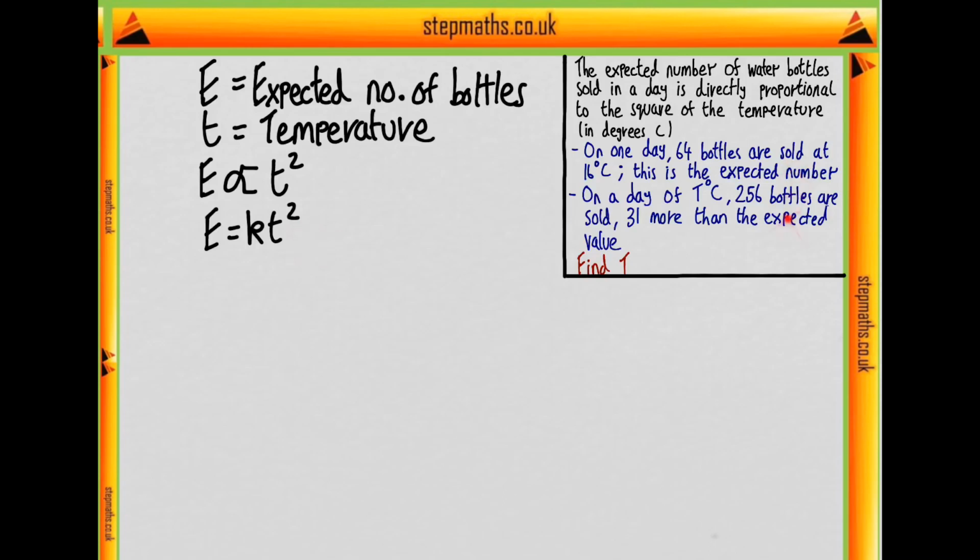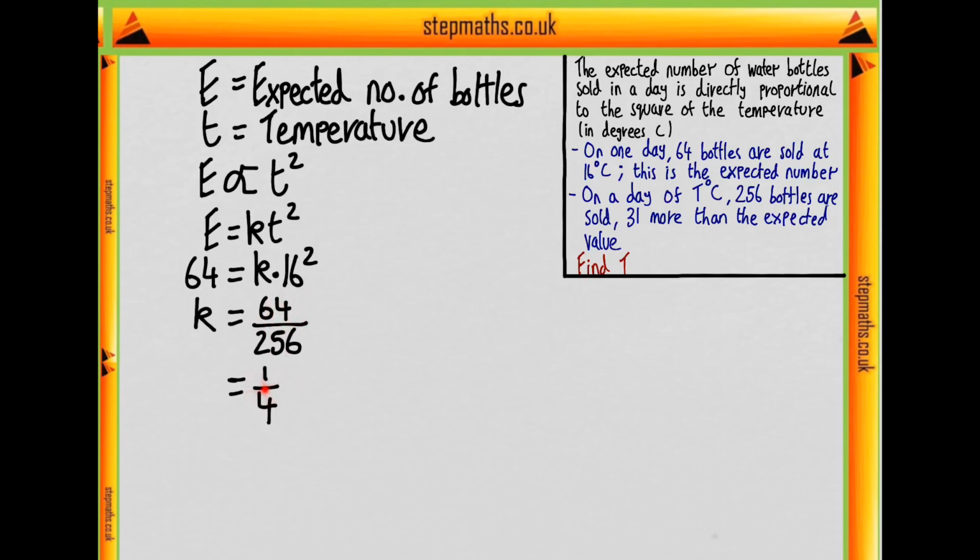We've got two pieces of information to do that, but considering we don't know the temperature here, to work out K we're going to have to use this piece. So 64 bottles, so E is 64 and T equals 16. So 64 must equal K times 16 squared. Then divide through by 16 squared, which is 256. And 64 over 256, that's lovely, that's just a quarter, because 60 times 4 is 240, 4 times 4 is 16, add them together. So K is a quarter.